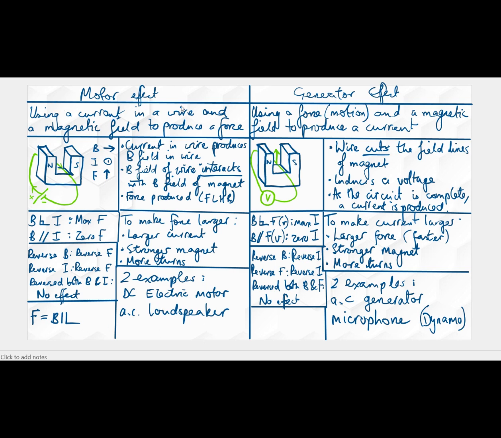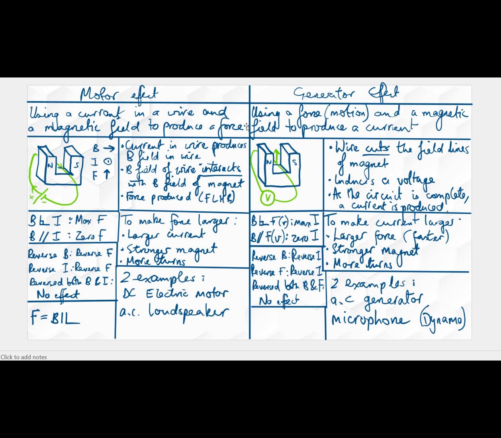So basically what we've just talked about, using a current in a wire to produce a magnetic field, which then produces a force because it interacts with the field of the U-shaped magnet. Here, what are we doing now? So the generator effect, if you think of Fleming's left-hand rule: the motor effect is using the first finger and the second finger to produce the thumb. The generator effect is using the thumb and the first finger to produce the current.